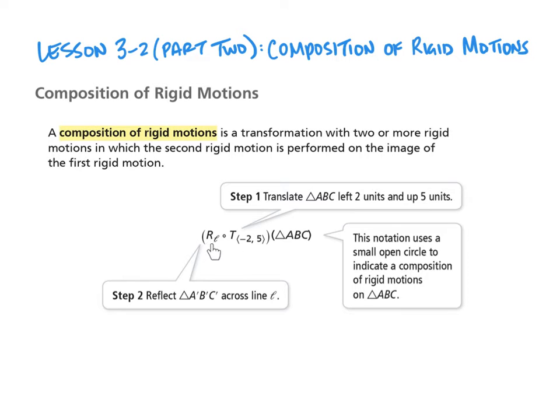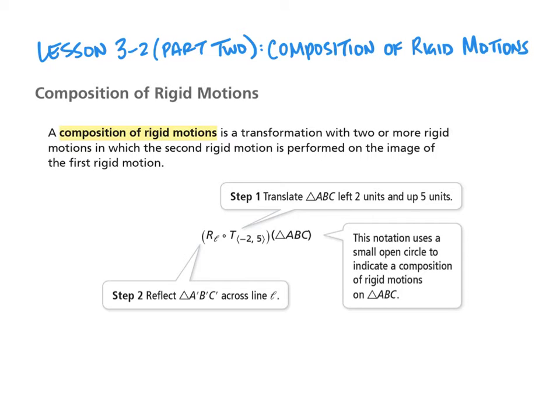But even though the R in the way this is written is coming before the T, what's really happening, you can see, is that we are translating our triangle first, and then we are going to reflect it across line L. So the way you would read that to make sense is it's a reflection of the translation of triangle ABC. So we can see the translation is happening first and then it's being reflected. And that little small open circle right there is indicating that we are doing both of these rigid motions to our object right here.